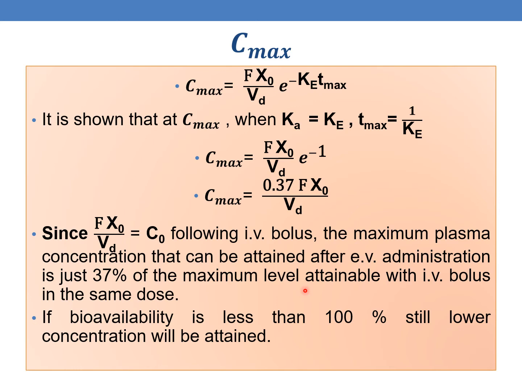So whenever a drug is given as IV bolus and extravascular, when you administer it as extravascular administration, only 37% of the maximum level is attainable with extravascular administration when compared with IV bolus. And if the bioavailability of that particular drug is still less than 100%, still lower concentrations will be attainable. So that is the basic difference between extravascular administration and IV bolus.